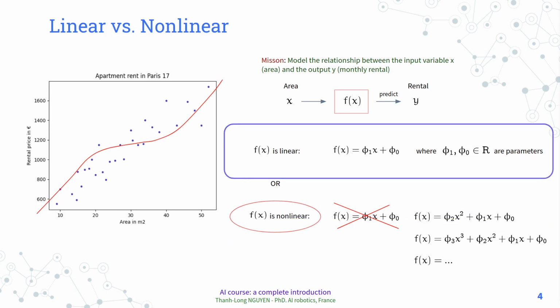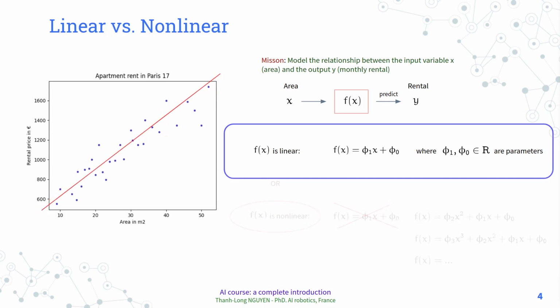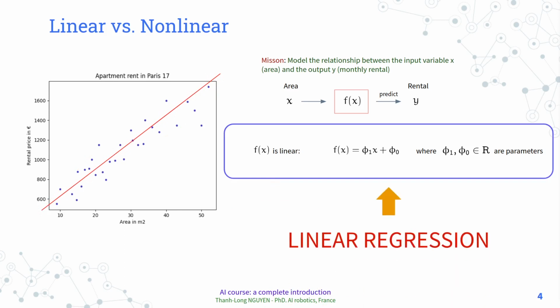However, in this lesson, we focus only on the case where f of x is a linear function, and the other cases will be discussed in a future lesson. Actually, many nonlinear functions can be transformed to linear functions for regression analysis. So that's why linear functions have more interest to begin with. And you should know that when f of x is a linear function, this problem is called linear regression. And we say that f of x models the linear relationship between the input variable x and the output variable y.